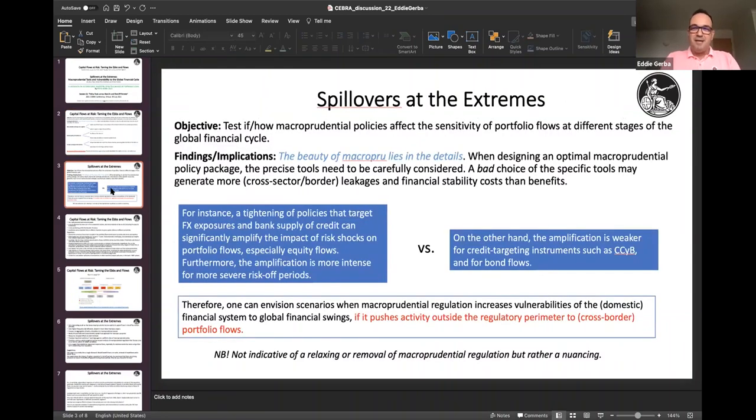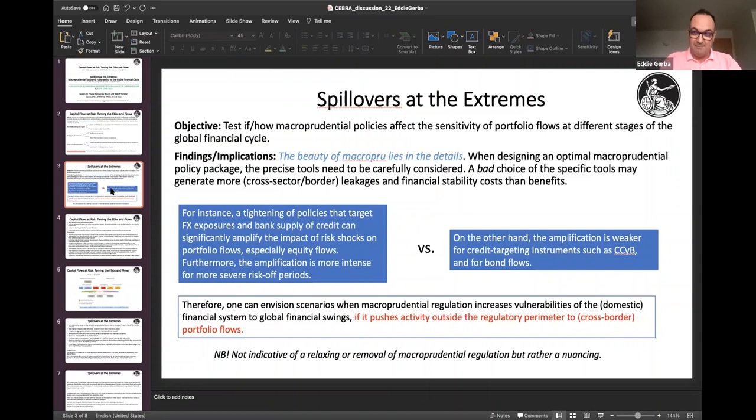For the second paper, I would summarize the following. The objective is really to test if and how macroprudential policies affect the sensitivity of portfolio flows at different stages of the global financial cycle. And really the findings or implications of the humongous work that they've done is that the beauty of macropru lies in the details. So when designing an optimal macroprudential policy package, the precise tools need to be carefully considered. A bad choice of the specific tools may generate more leakages and financial stability costs than benefits.